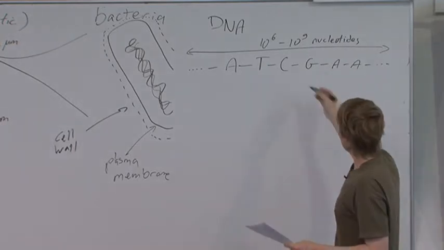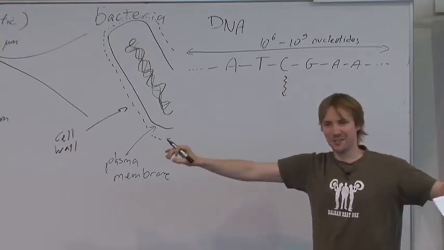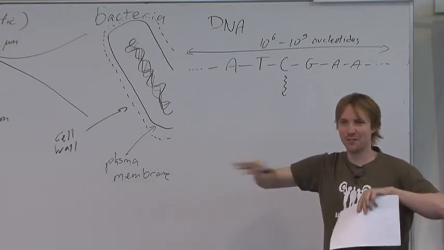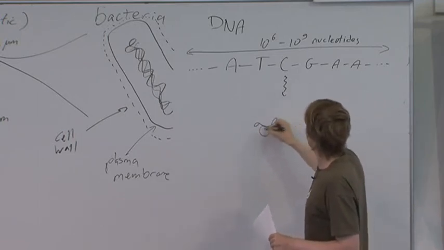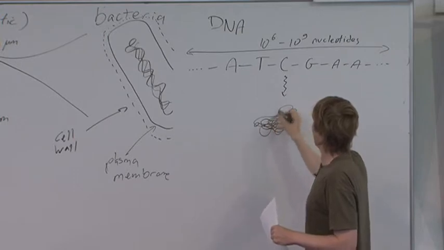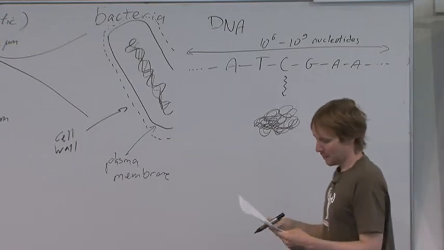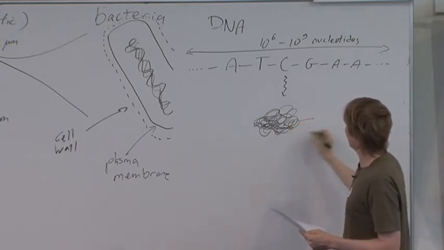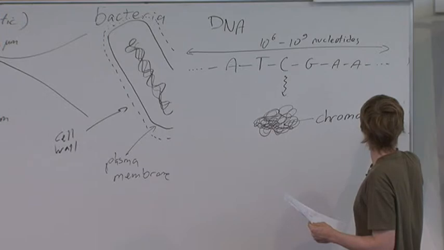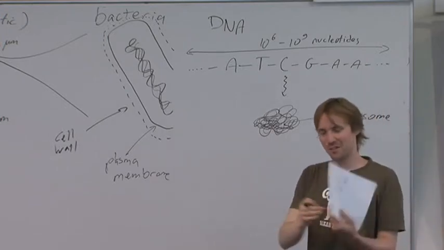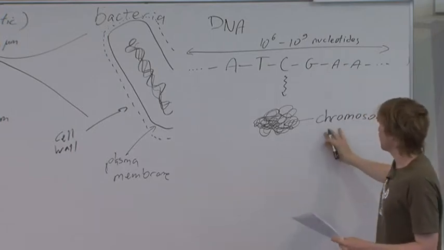And in the cell, these nucleotides don't stay on the line, right? There are electrostatic interactions and interaction with the solvent. So what's going to happen is you're going to minimize the free energy of this thing, and in the end, the DNA looks like a big line that folds back onto itself. This is called the chromosome. So what's a chromosome? Chromosome is just another name for a long DNA molecule.